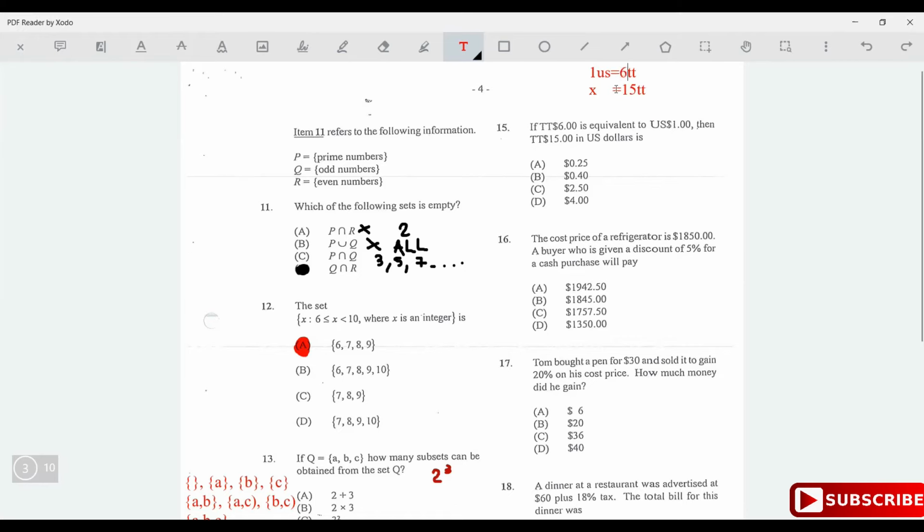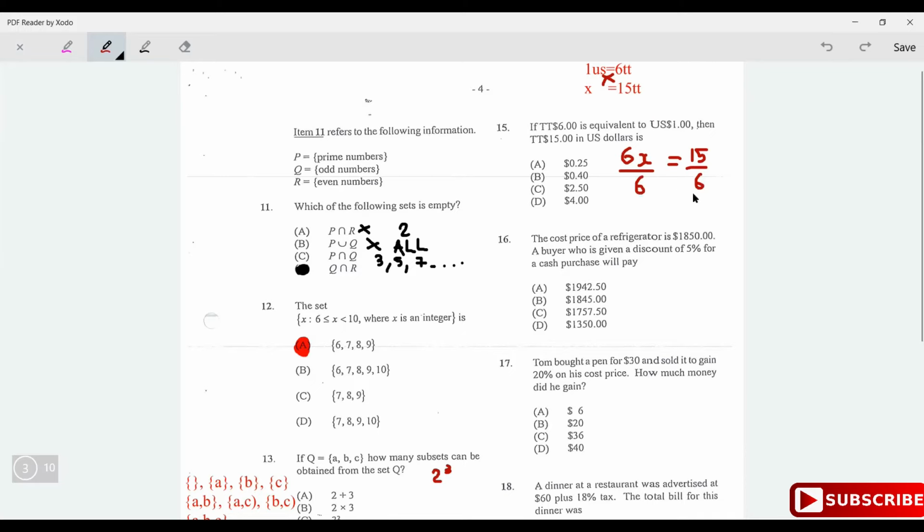So all we need to do is cross multiply, doing it the primary school way. 15 times 1 is equal to 6x. So we're getting 6x is equal to 15, and then we divide both sides by 6. That will give us how many US dollars it is. 15 over 6 is 2.5. So this is C. Nice and easy.